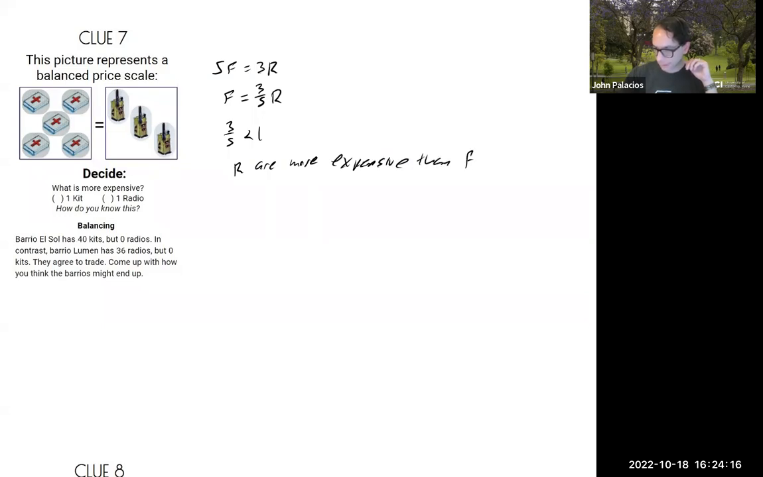Than first aid kits. Why is that true? Because the price of a first aid kit is a fraction less than 1 of the price of a radio. So first aid kits are less expensive than radios, and so we can say that radios are more expensive. And you can use the pictorial representations of these objects. You can write an algebraic expression if your students are comfortable with that.